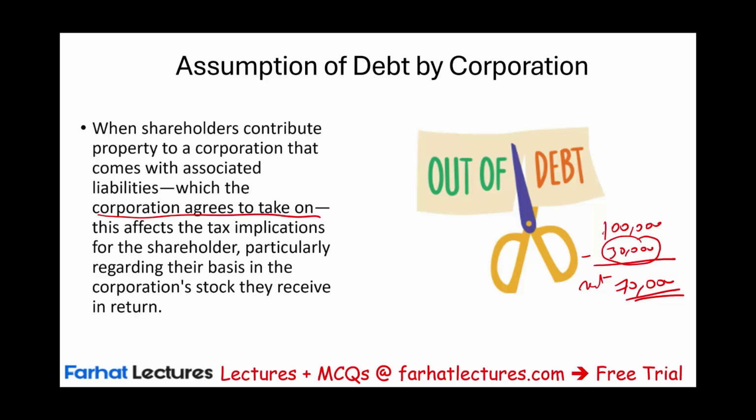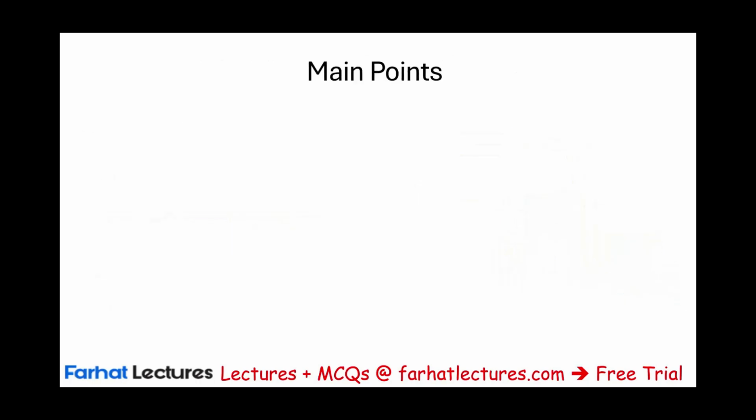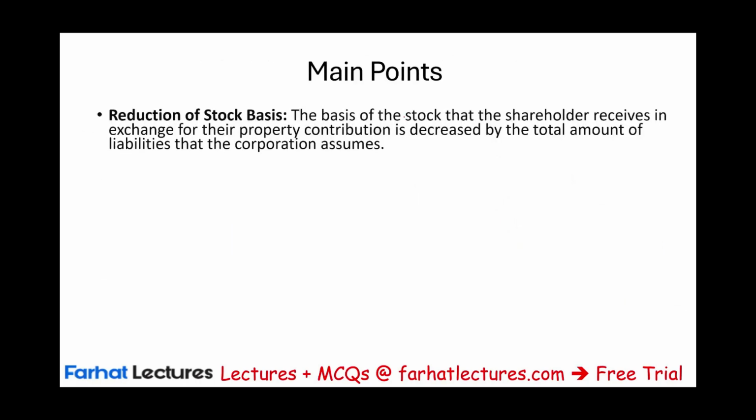What does that mean? How do we treat this? Here's what we need to know about assumption of debt. Well, the basis of the stock that the shareholder received in exchange for the property is decreased. Okay, you contributed 100,000, but there's a debt of 30,000. Your net contribution is 70,000. You gave me net asset of 70,000, because if I want to go ahead and own this asset, I have to do what? Pay the bank 30,000. Well, if you gave me something for 100, I have to pay someone 30,000. What you gave me is 70,000.